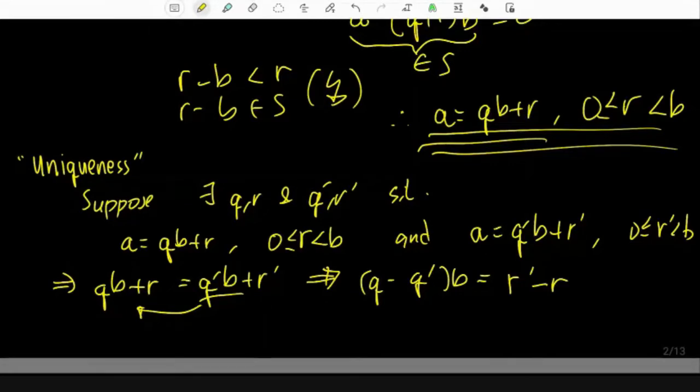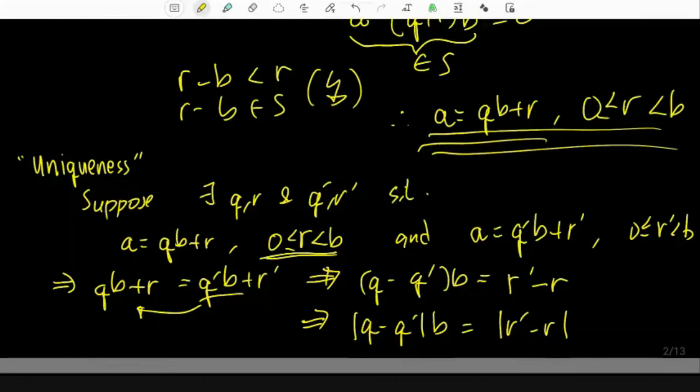Yan. Tama. Okay. So, pag in-absolute value natin both sides, meron tayong absolute value of Q minus Q prime times B. Yung B positive, so pag in-absolute value mo yon, B pa din, times the absolute value of R minus R prime. Okay. So, meron tayong expression involving Q prime and R prime. Okay, balikan natin yung restriction sa R. Ano sabi ng restriction natin? Ang R is between 0 to B.